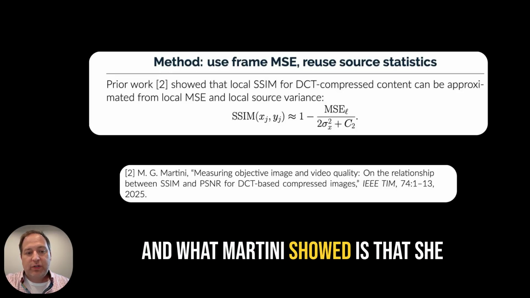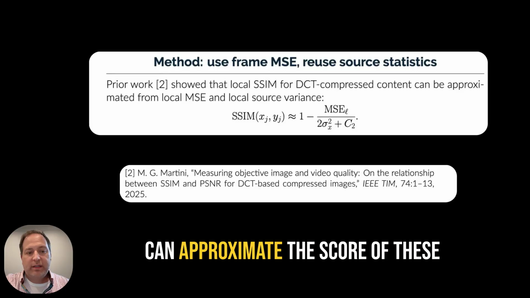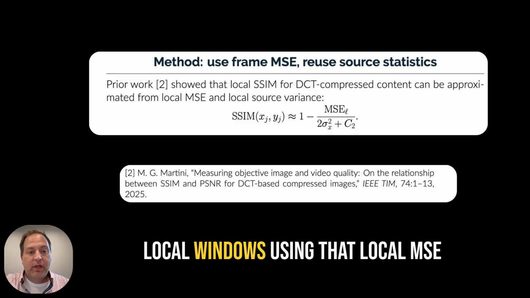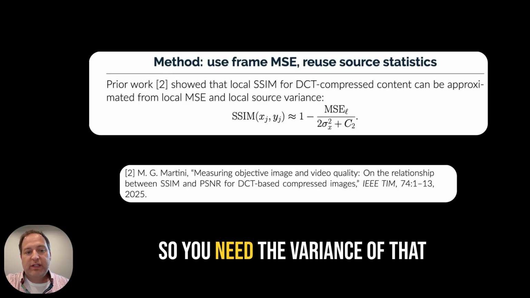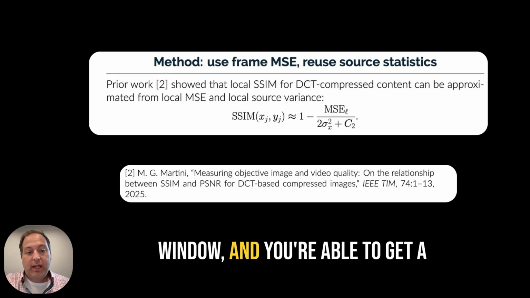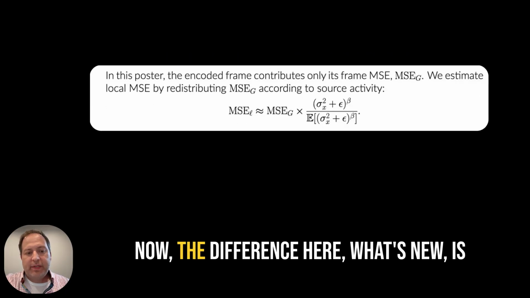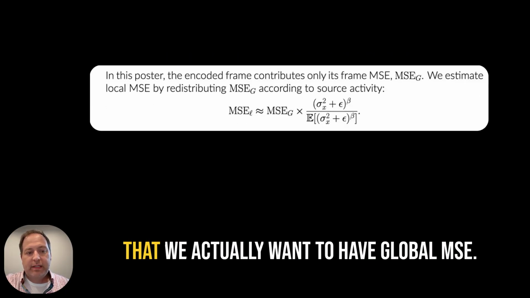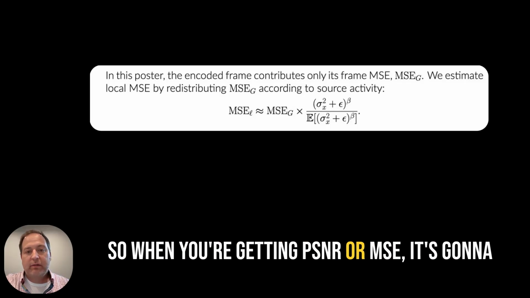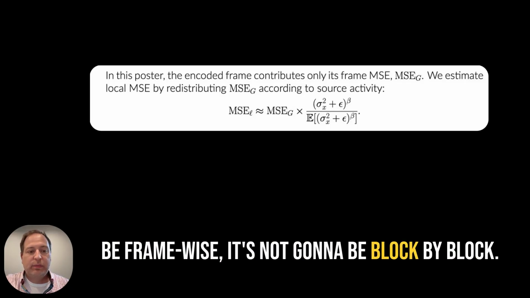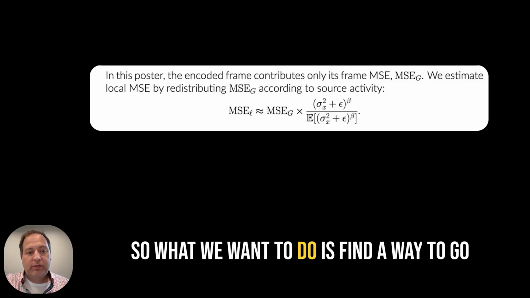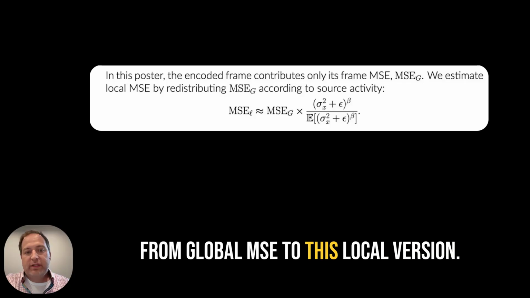And what Martini showed is that she can approximate the score of these local windows using that local MSE and applying these computations. So you need the variance of that window, and you're able to get a very close approximation of SSIM. Now, the difference here, what's new, is that we actually want to have global MSE. So when you're getting PSNR or MSE, it's going to be frame-wise. It's not going to be block by block. So what we want to do is find a way to go from global MSE to this local version.